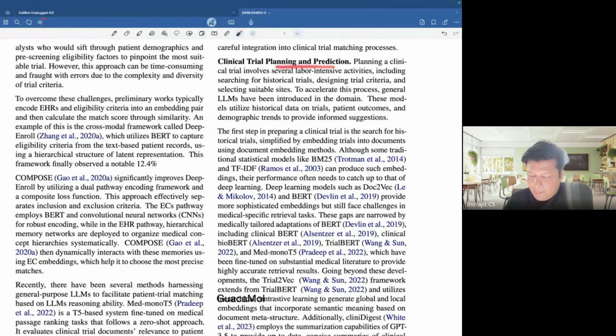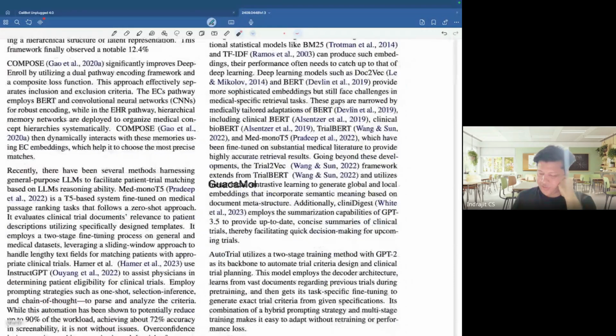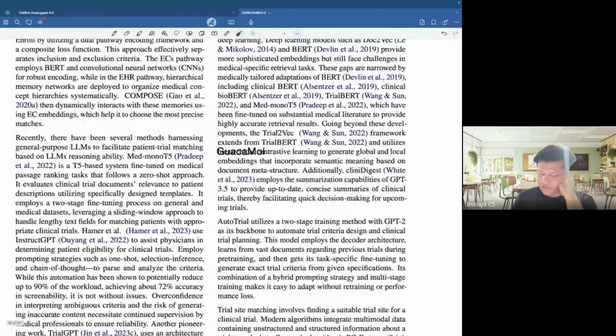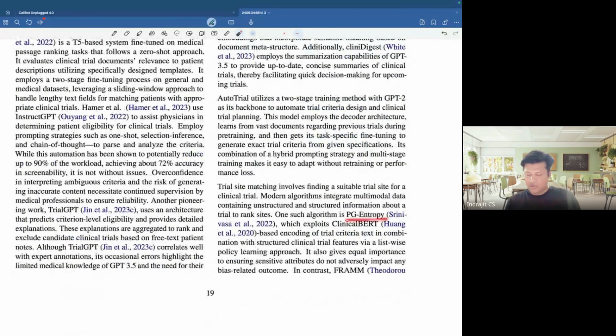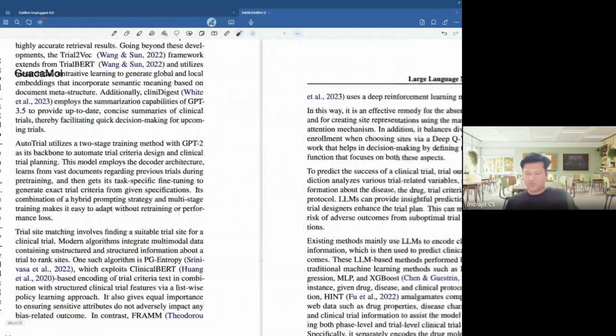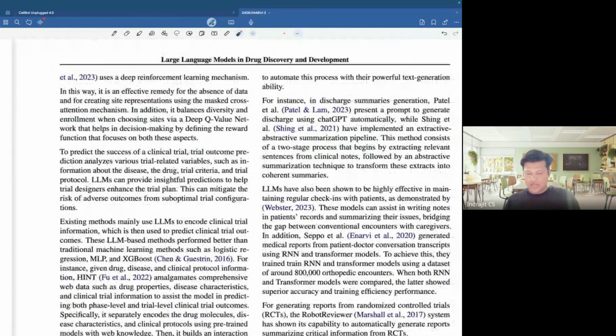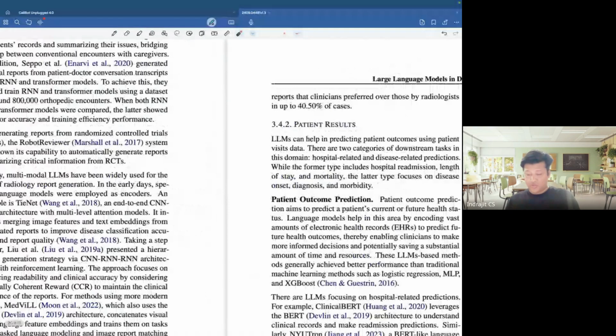Then we have clinical trial planning and prediction. Planning a clinical trial involves several labor-intensive activities, including searching for historical trials, designing trial criteria, and selecting suitable sites. To accelerate this process, general LLMs have been introduced in the domain, right? So here also we have TrialBERT, we have GPT-4 and other models, and ClinicalBERT, and so on. So it's a huge area. I'm really not going to detail it out.